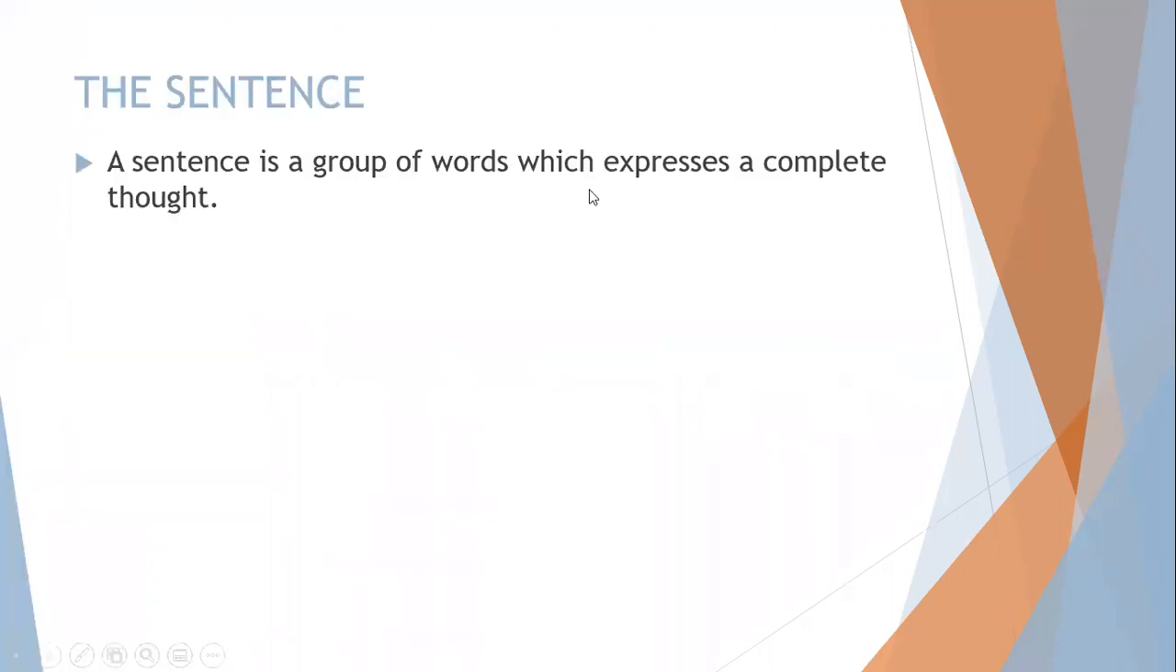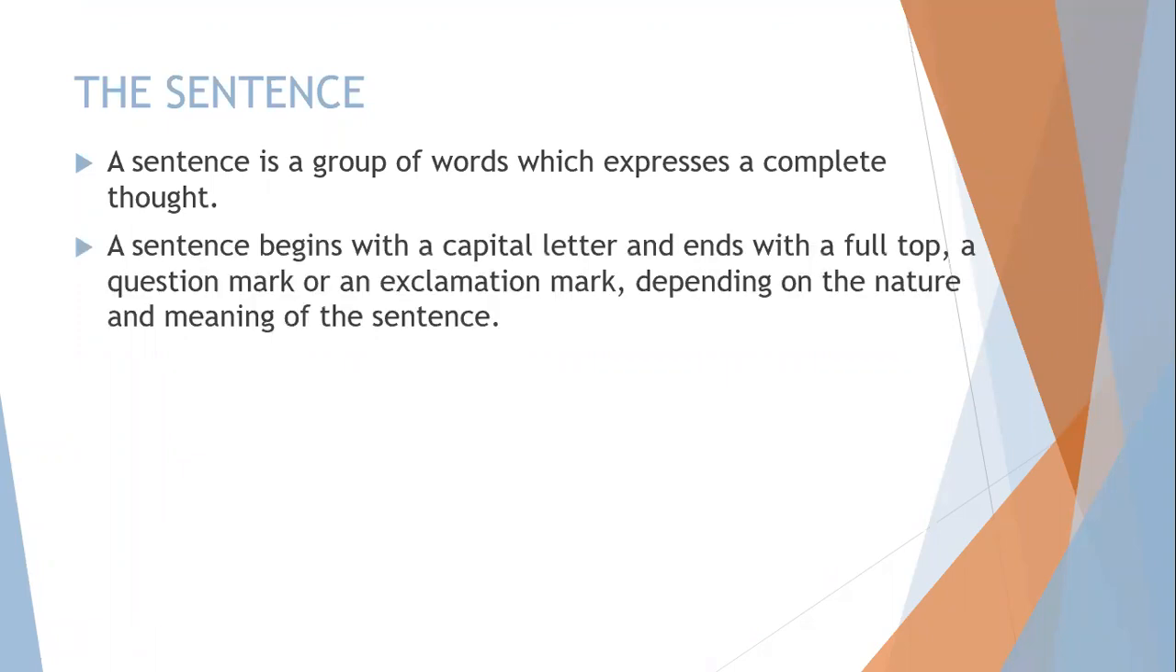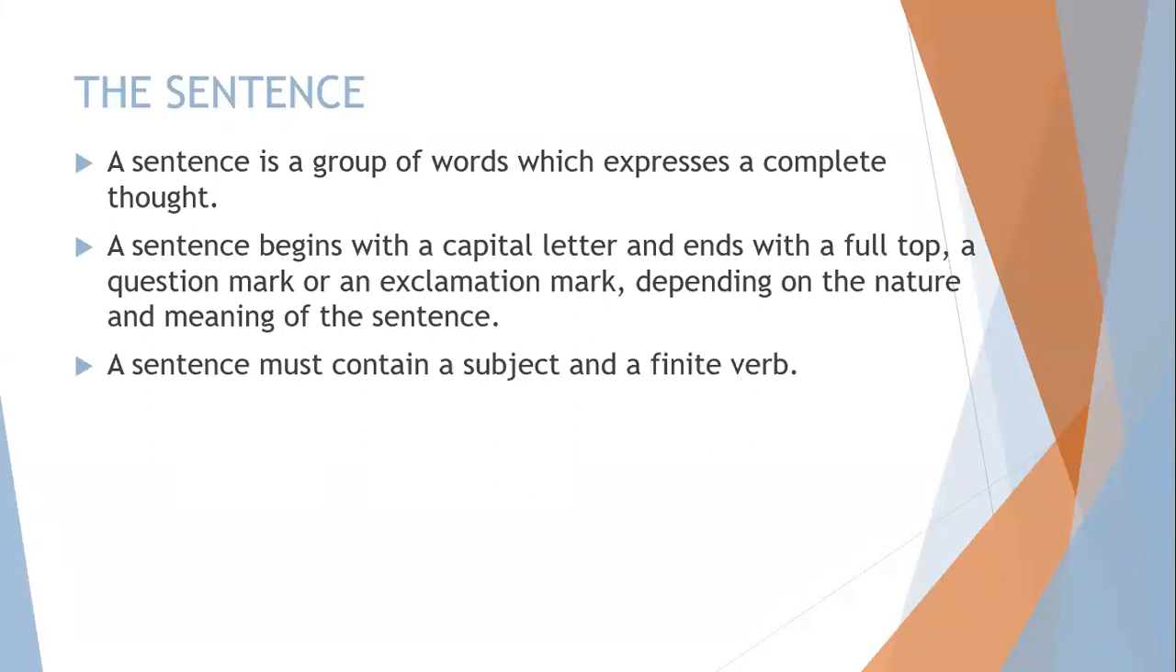So if we look at a sentence, it is obviously a group of words which expresses a complete thought. A sentence begins with a capital letter and ends with a full stop, a question mark, or an exclamation mark. And these are all details of a sentence that you already know. You've learned this from primary school already. We know that a sentence must contain a subject and a finite verb.